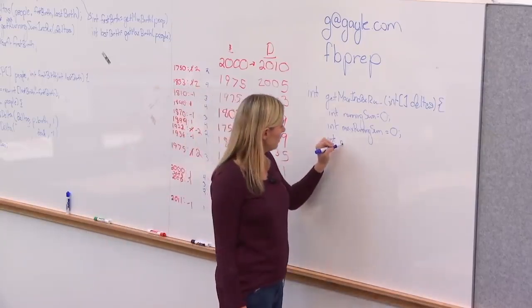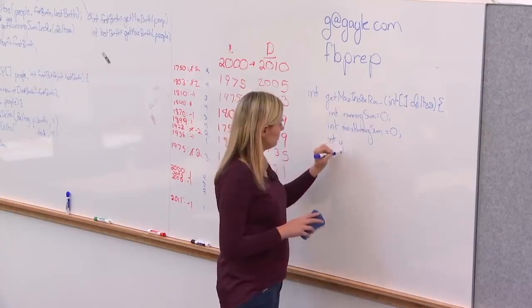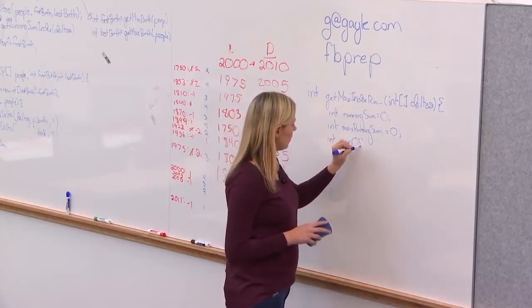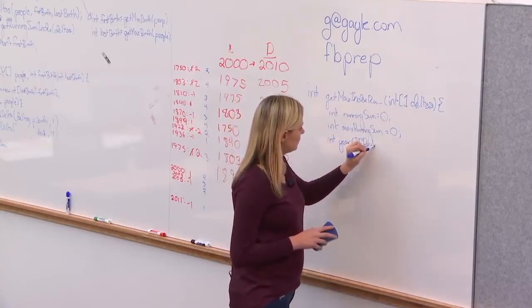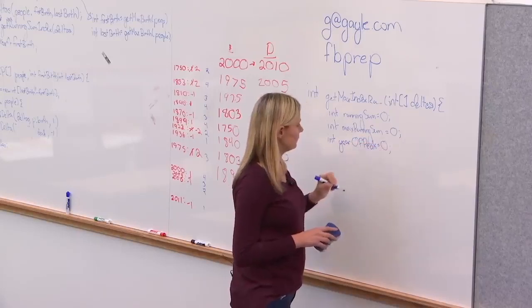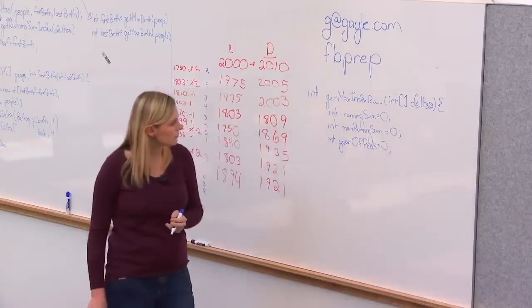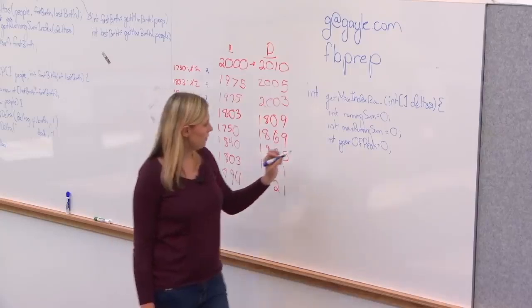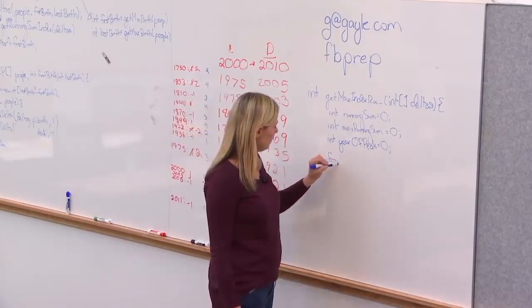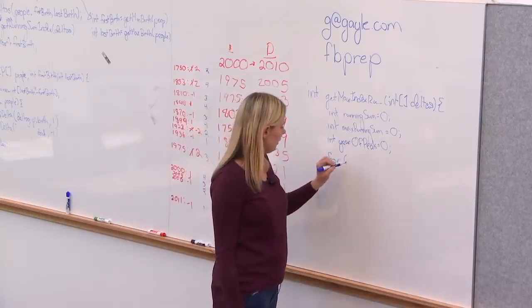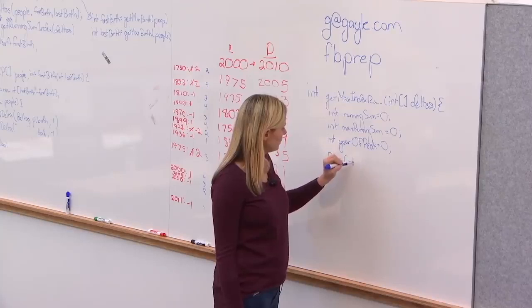So I'm going to call that year of peak equals 0. Okay, so now I just walk through my years.